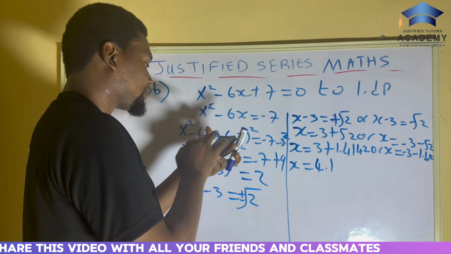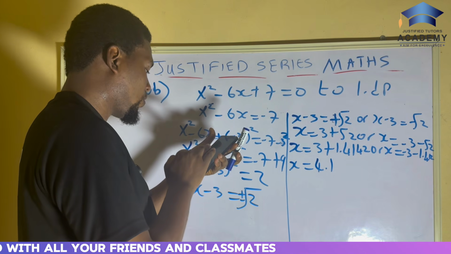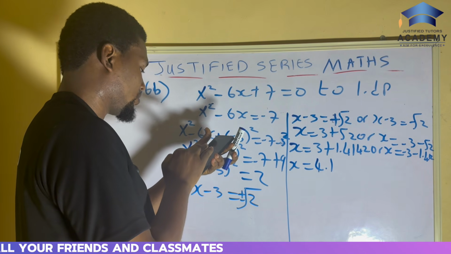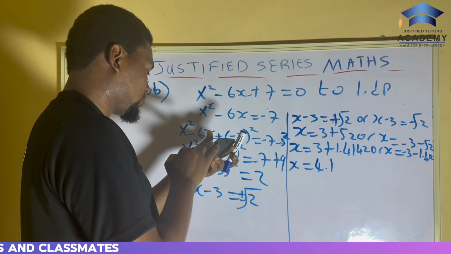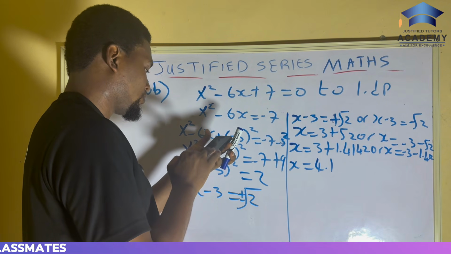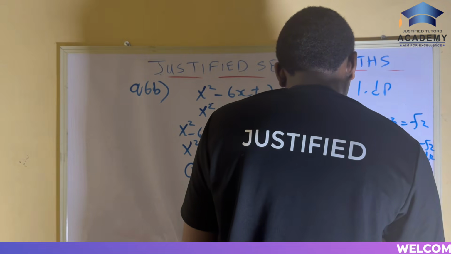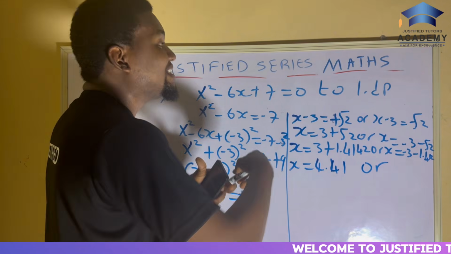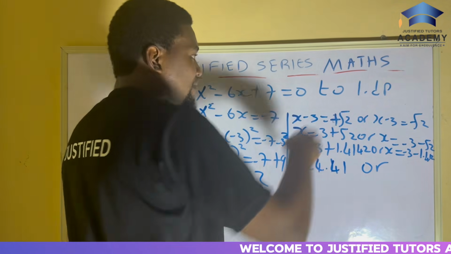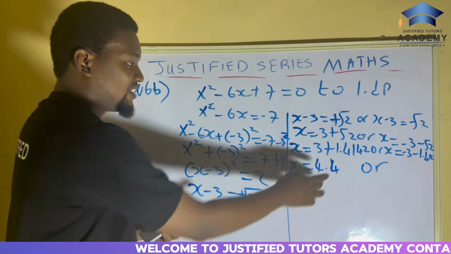Let me see. 3 plus 1.41. I'm coming now. Square root of 2 plus 3. That's why it's 4.41. Yes. Now, they said to the nearest one decimal place. That means just one decimal place. So this is the answer.